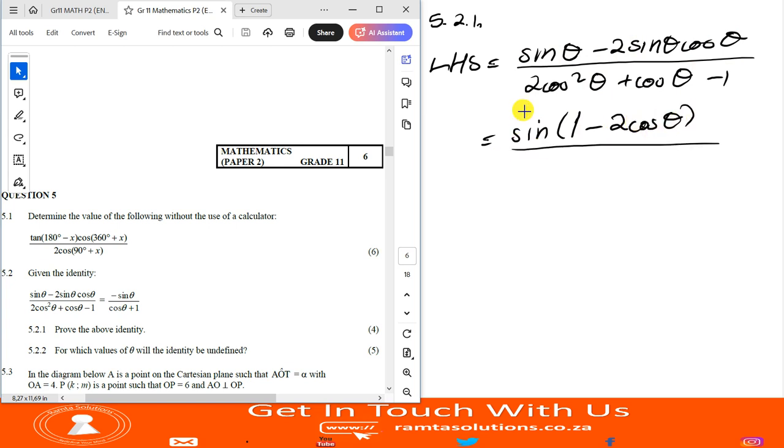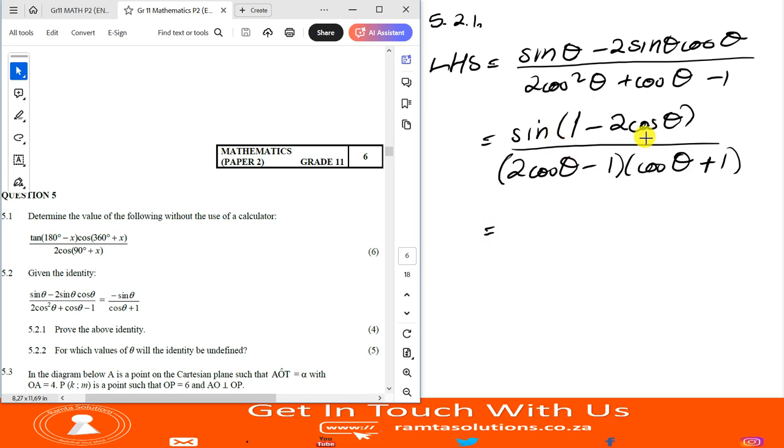In the denominator, this is a trinomial, and we can factorize it as 2 cos theta minus 1, and then cos theta plus 1. However, the bigger factor must have the sign of the middle term, so the bigger will be this one here. I think we are good to go.